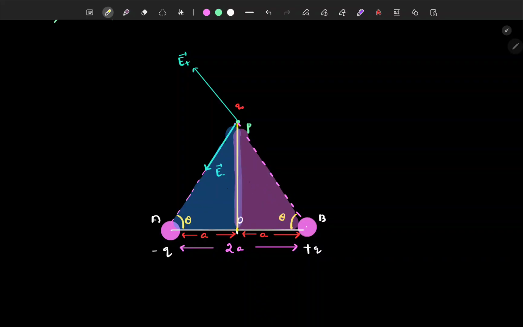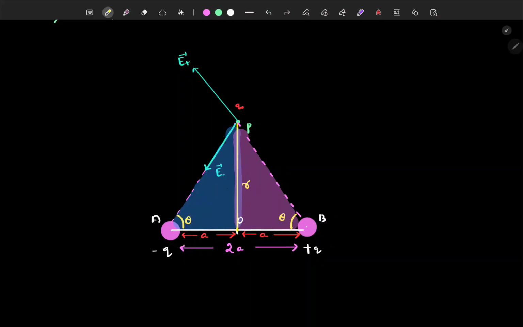What is the distance of this point of observation P from the midpoint of dipole? Let this be R. And this side is common. These two angles are equal, and this side is also equal, A. So these are similar triangles.